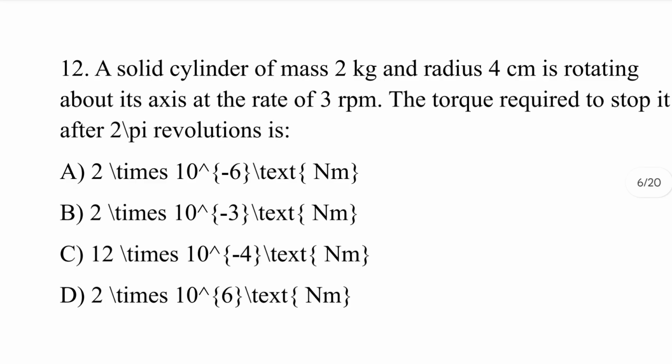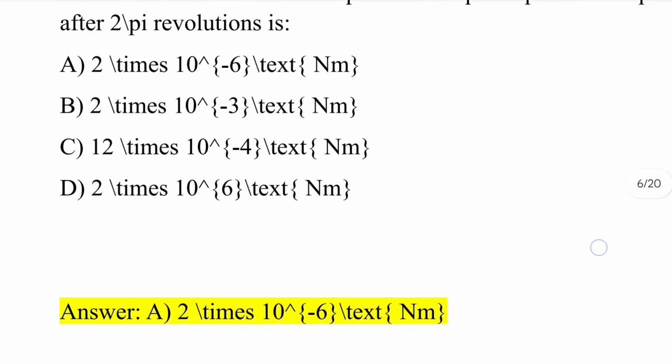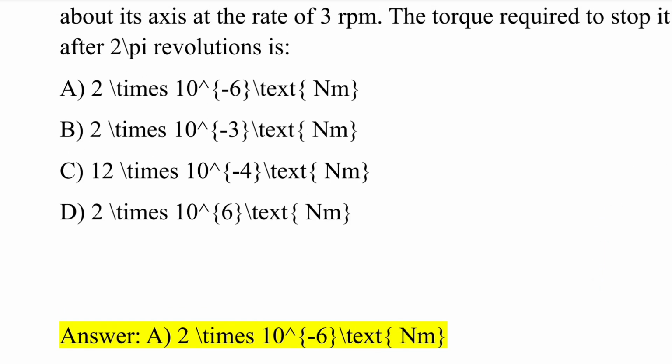Next, 12th question. A solid cylinder of mass 2 kg and radius 4 cm is rotating about its axis at the rate of 3 rpm. The torque required to stop it after 2 pi revolutions is: option A 2 times, option B 2 times, option C 2 times, 12 times, option D times 10 power 6. The correct answer is option A 2 times.